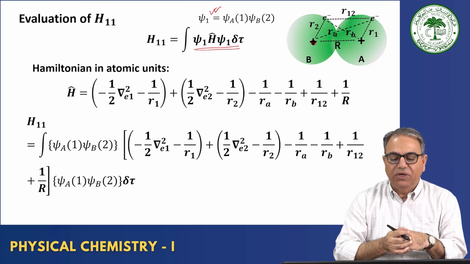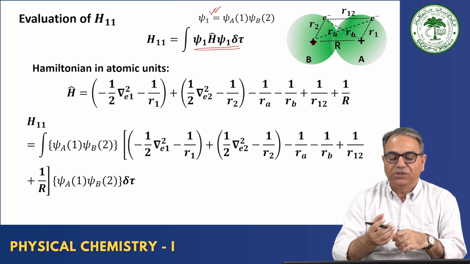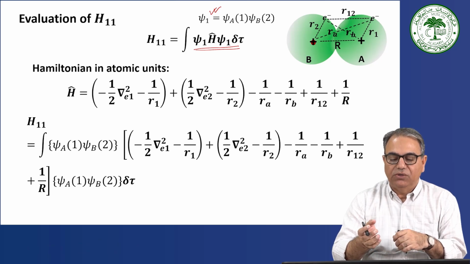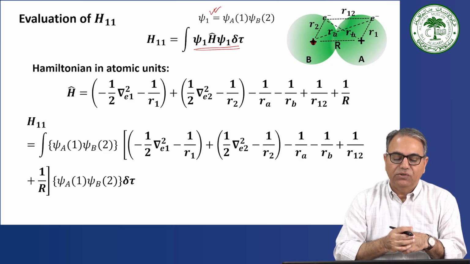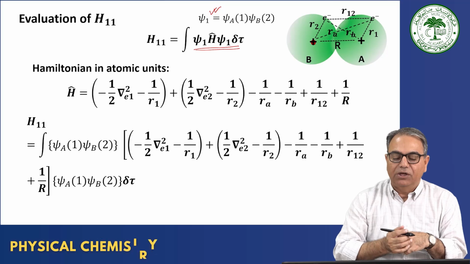So for H11 you have psi 1 H psi 1 d tau, and for H22 you will have psi 2 H psi 2 d tau, and both will give a similar value. There is no point in saying that one will be different from the other because both are hydrogen atoms. So you will get the same integral value for H11 and H22. In the previous module I wrote the Hamiltonian in a different form; now it is written in atomic units.